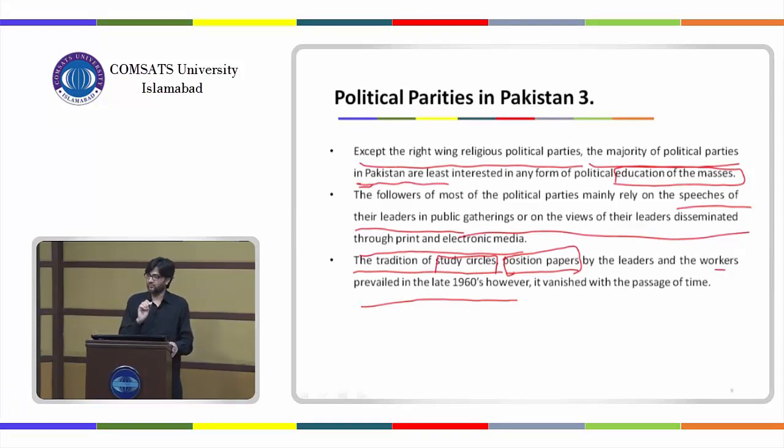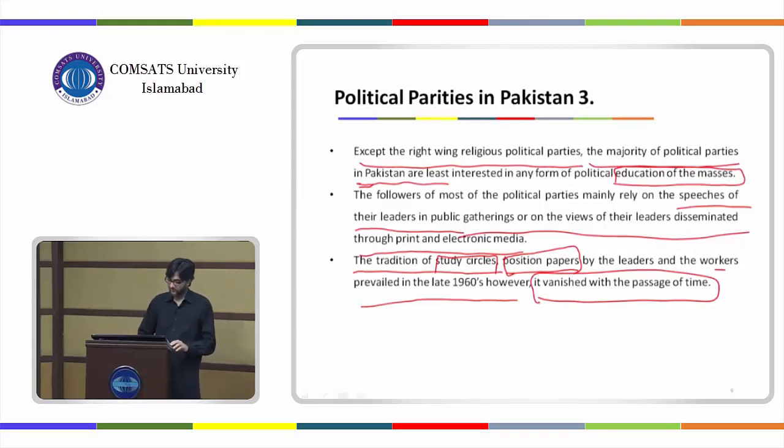This culture was there up till the 1960s, but then it vanished, right? So this is another drawback of the political parties in Pakistan, that they do not possess any kind of policy papers or position papers with them. All these things appear when elections approach, otherwise they are non-existent.